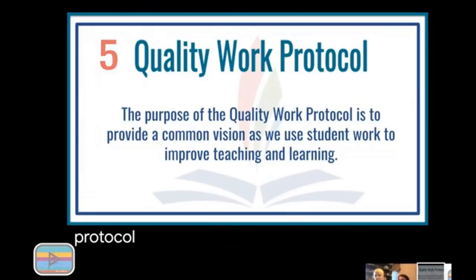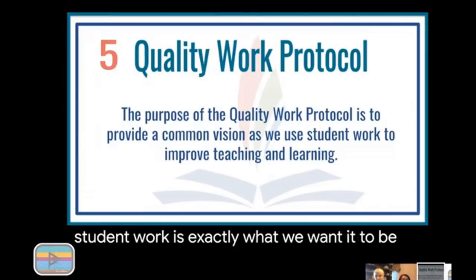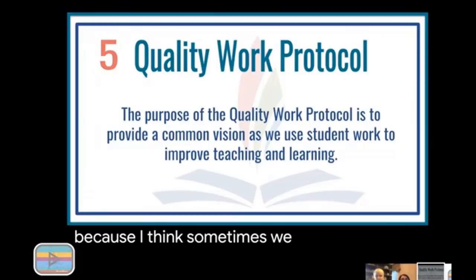Because the process with the quality work protocol is where collaborative teams really look at student work, analyzing those work products. And in the quality work protocol, there are also quality indicators so that teachers can look at the student work against the quality indicators to see where there may be some misconceptions. Is this really aligned to grade level? What is it that we can really do to ensure that the quality of the student work is exactly what we want it to be? Because I think sometimes we accept that, oh well, maybe this is just the best. But the quality work protocol really challenges us to take a look at what is quality grade level work.